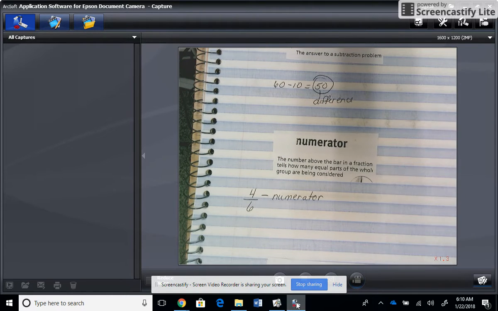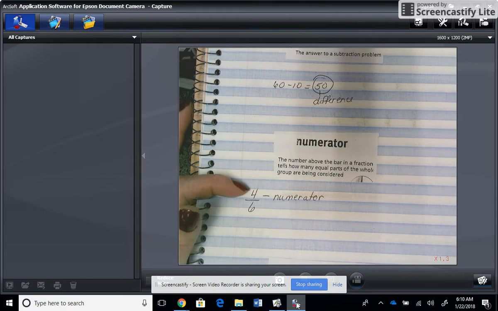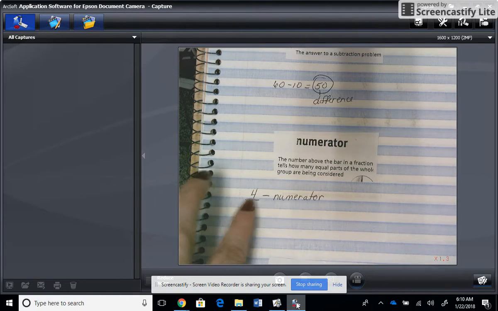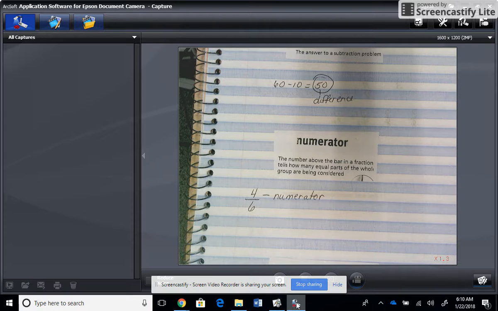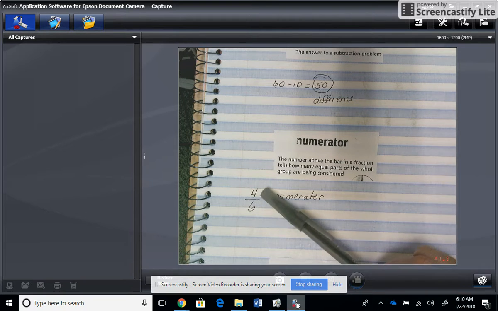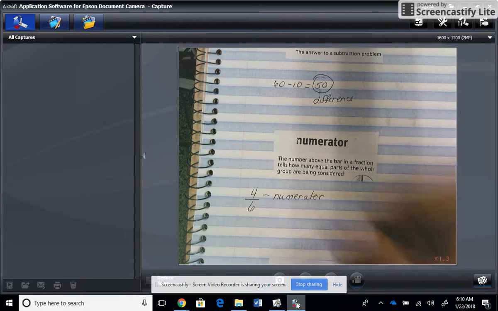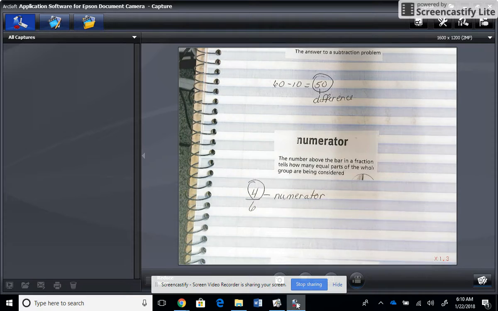The next word is numerator. Numerator is the top number that's above the divide line or the bar. This tells me how many equal parts I have. Make sure you put a numerator down, a fraction down, and then make sure you label the numerator.